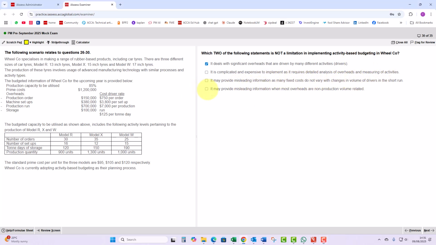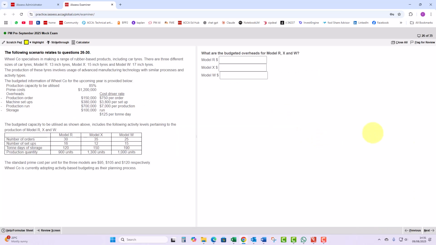So there's only one left. It may provide misleading information when most overheads are non-production volume related. That's often one of the reasons for introducing ABB. So because we're looking for the ones that are not limitations, that's the correct answer. So we have 3 outliers in this question, and now we've got the calculation to do.